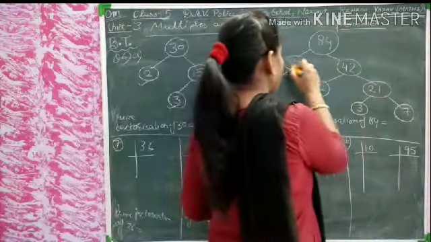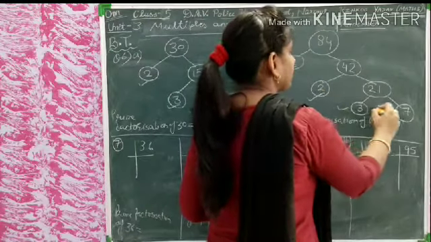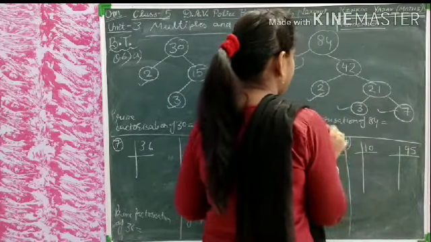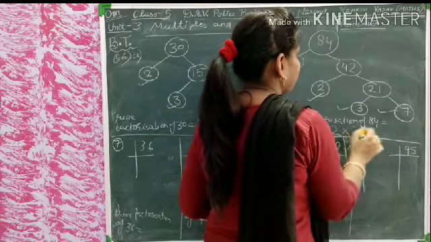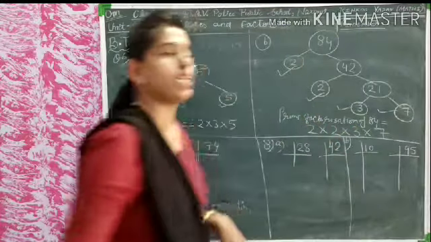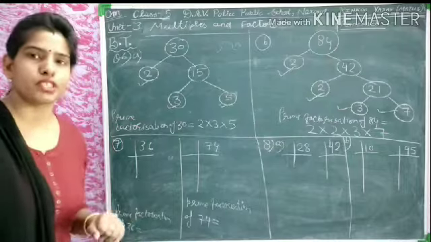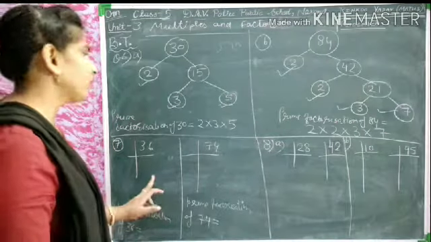Prime factorization 2, 2, 3, 7. So its prime factorization is 2 into 2 into 3 into 7. We will get the prime factorization of these numbers. Okay, students. Now we will go to question number 7.